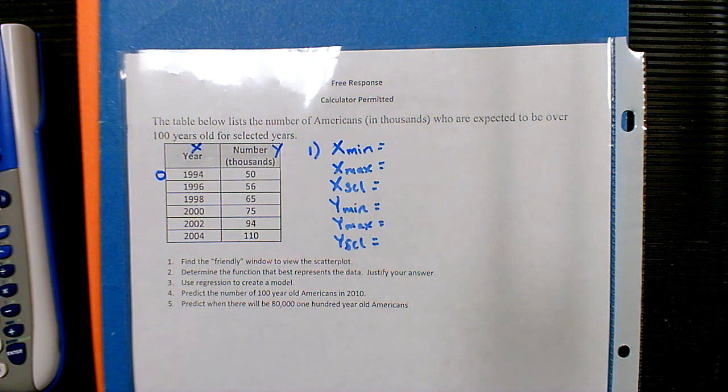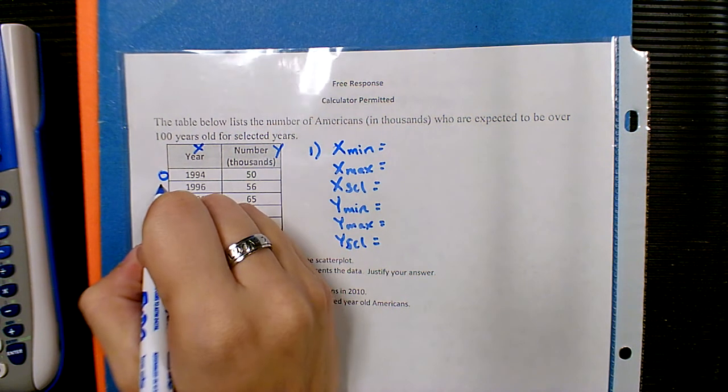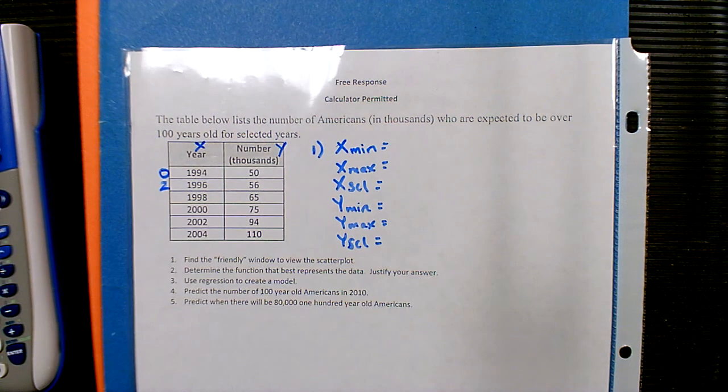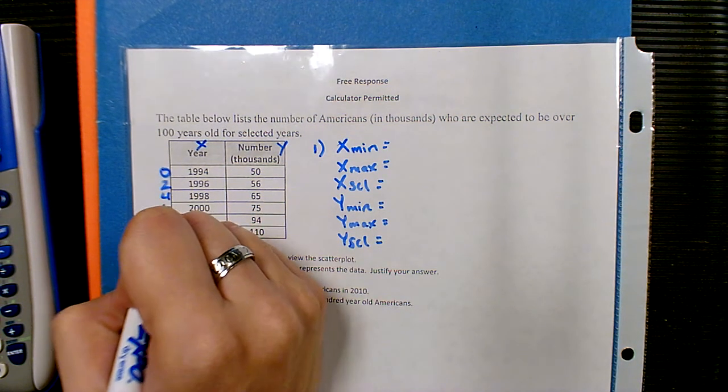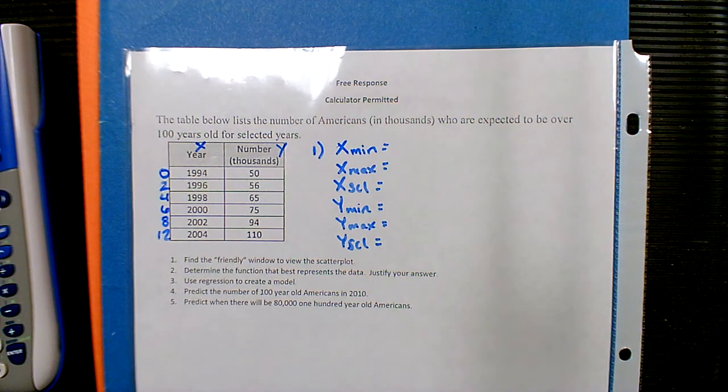Okay, it could be 1 because 2, right? Okay, so 2 because it's 2 years after the starting value. So if we continue that pattern, we would have 4, 6, 8, and 12. So what we're doing is we're making it a little bit easier on our calculator. Instead of typing in those thousands numbers, we're going to type in 0 through 12, counting by 2s.